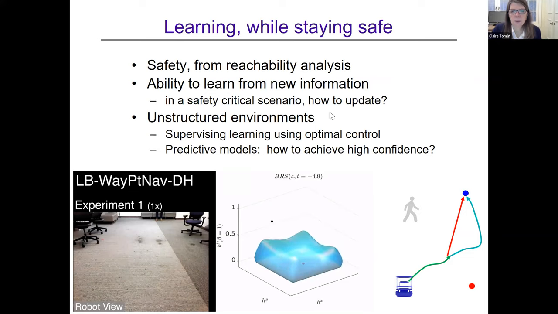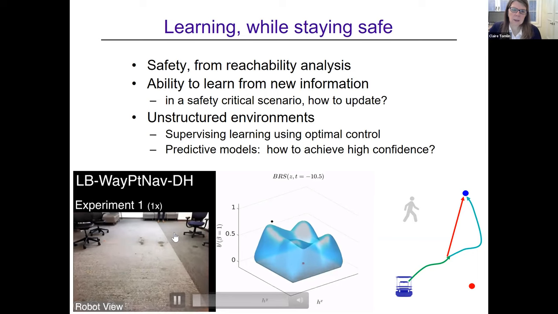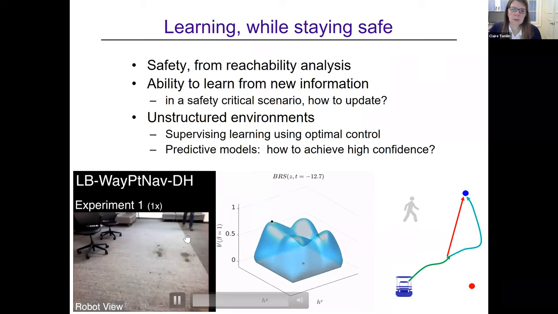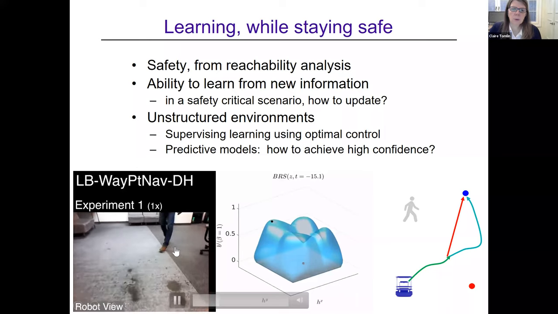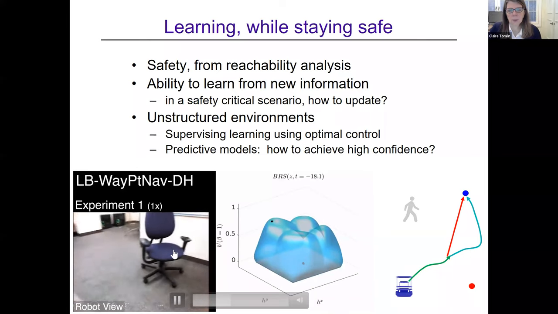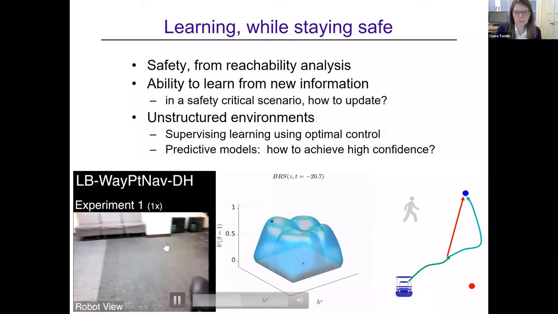So some of the work that we're doing along those lines is to use reachability to not only predict how systems are going to move, but also predict confidence in learning parameters of those models. Can we say something about what actions we need to take so that we can achieve a high confidence in these models? We've also been taking that work in unstructured environments and using models of people's motion to avoid not only static obstacles, but also people moving.